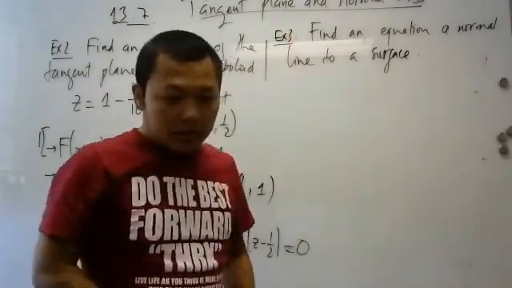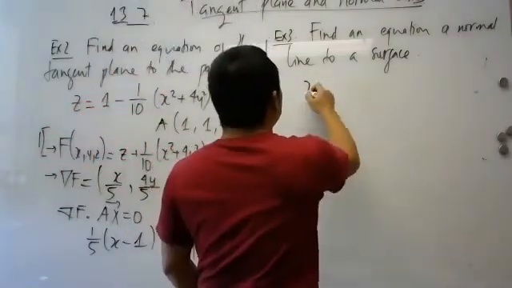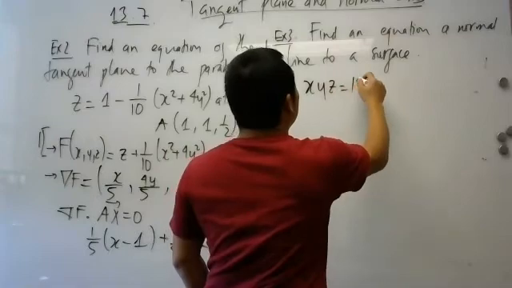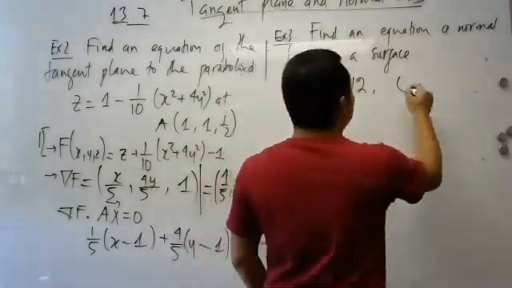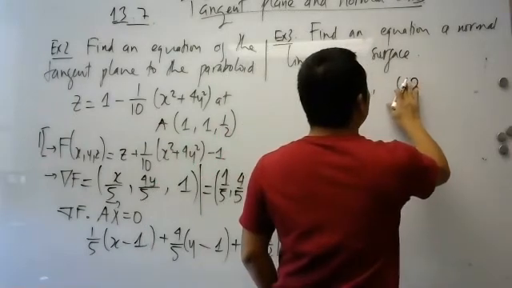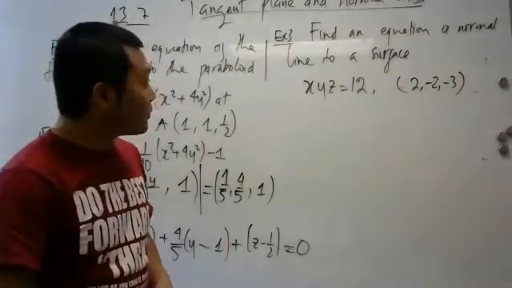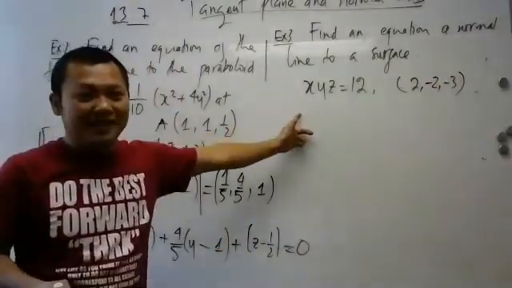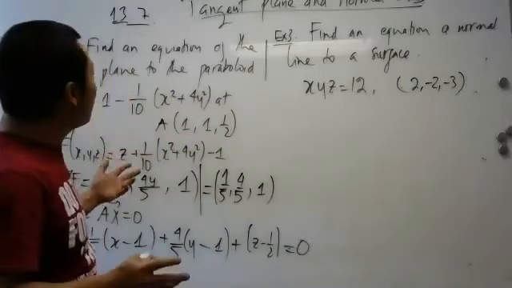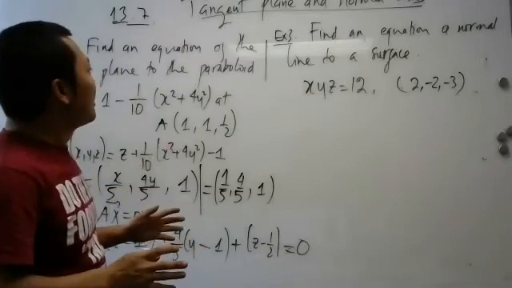Right. So the surface looks like xyz equals 12. And the point is just (2, -2, -3). Now look at this. What is the difference between these two problems? How do you think? What is the difference between them? Actually, there is a very minor difference.